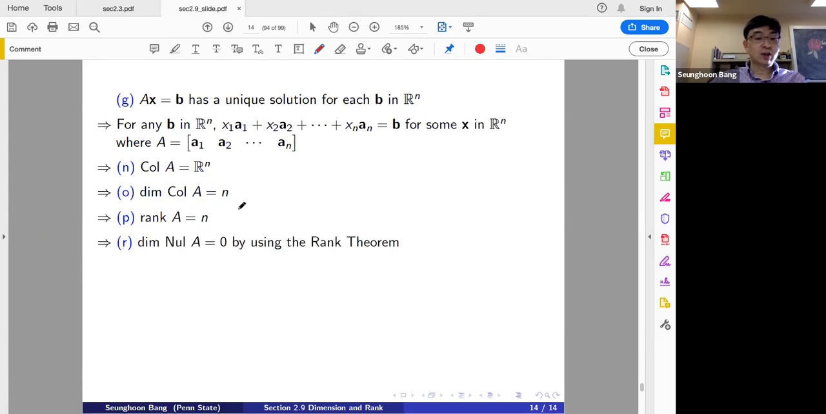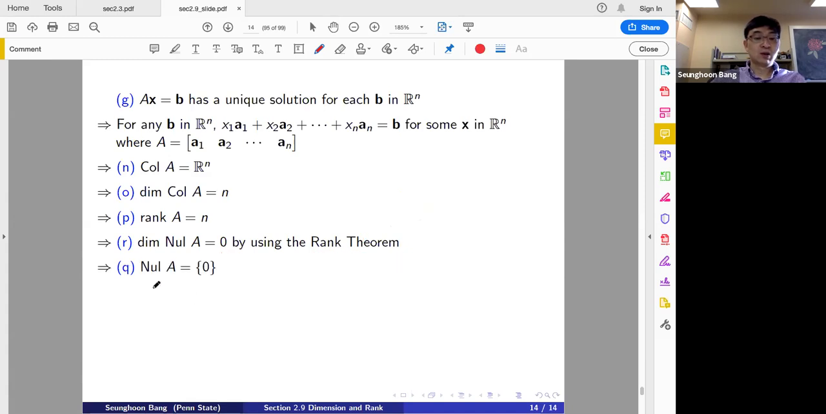So automatically the dimension of the null space equals 0. Do you remember the rank theorem? The rank theorem says the rank of A plus the dimension of the null space of A equals n. So in this case, rank n is n, plus the dimension of the null space of A equals n. You subtract n from both sides. So what happens? The n's cancel, and the dimension of the null space is exactly 0.